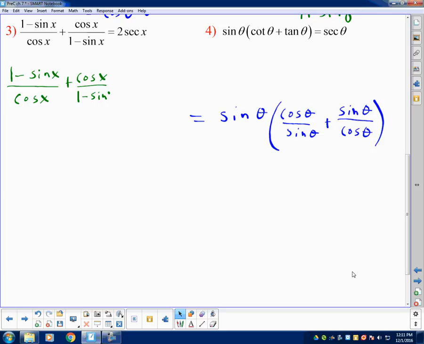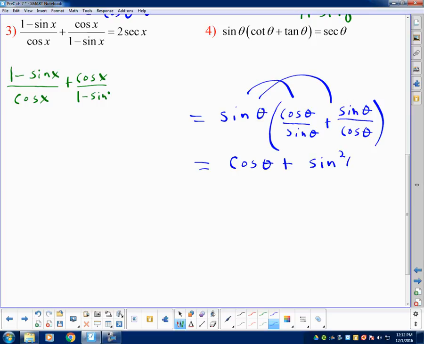All right, so on this one, after you replace cotangent and tangent with cosine theta over sine theta and sine theta over cosine theta, we're going to distribute. Okay, so when I distribute, the sines here cancel, leaving me just cosine of theta. And then plus, when I distribute here, it's sine squared theta over cosine theta.